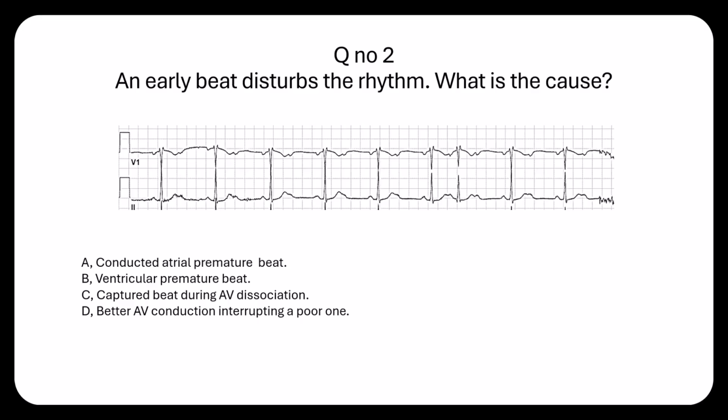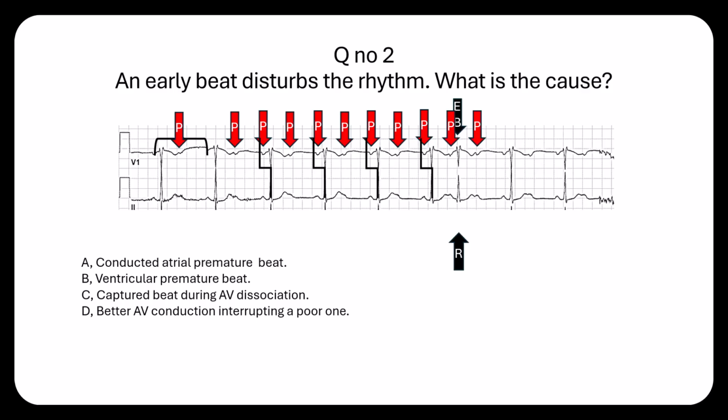Question number 2. A regular rhythm with narrow QRS complex is disturbed by an early beat, which is again narrow, ruling out ventricular premature beat as the cause of early beat. Each QRS complex is preceded by a P wave at a fixed PR interval. There is no AV dissociation. Mapping midway between 2 obvious P waves, there is a non-conducted P wave. Atrial rhythm is regular at around 100 beats per minute, with every other P wave failing to conduct to the ventricles. This is 2 to 1 AV block.